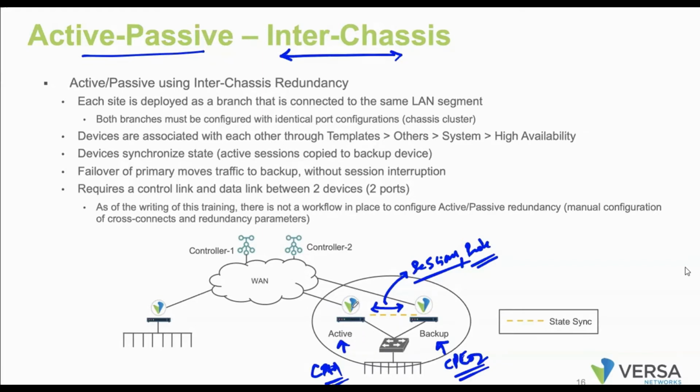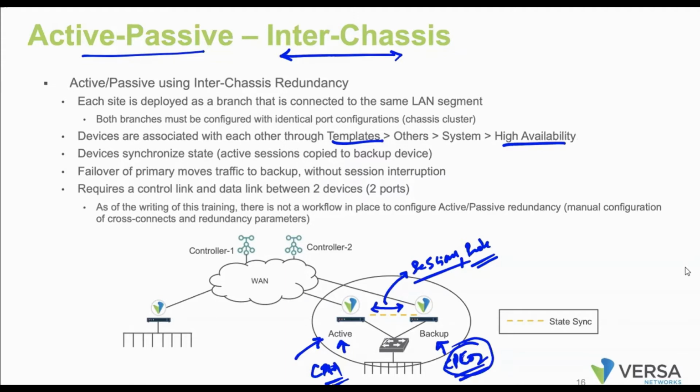Now what is going to happen here? The branches will be deployed as individual devices. Then we'll go to each and every device and enable this inter-chassis configuration at the branches. Typically, if you want to make some changes to the branches, we are making changes related to the high availability settings.